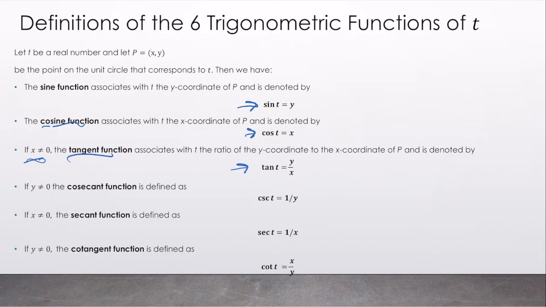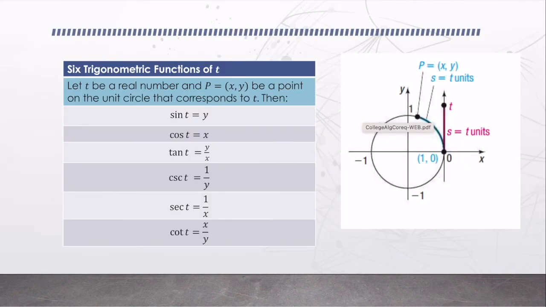The cosecant function is 1 over y when y doesn't equal 0. The secant function is 1 over x when x doesn't equal 0. And our cotangent function is x over y as long as y doesn't equal 0. So these are our functions. Here we have our 6 trigonometric functions all together in one spot so you can see them.